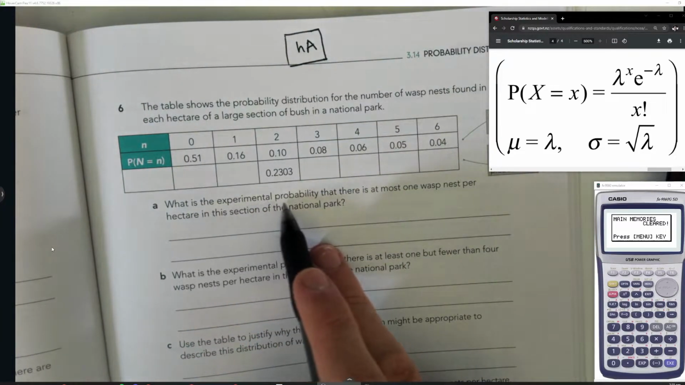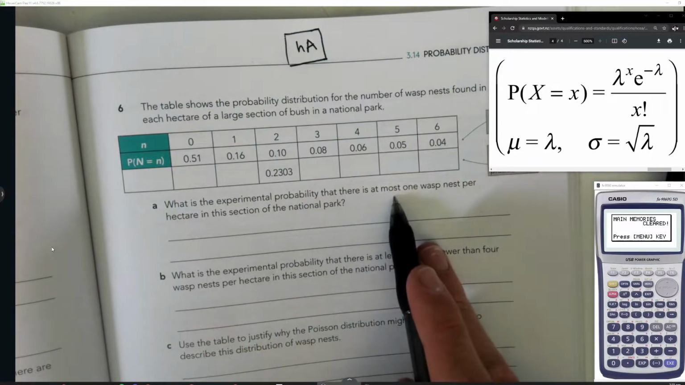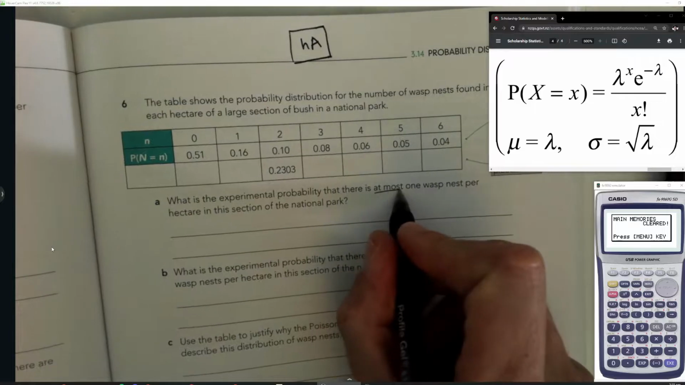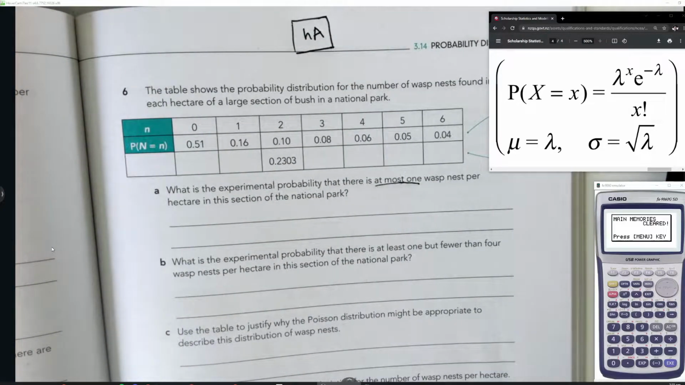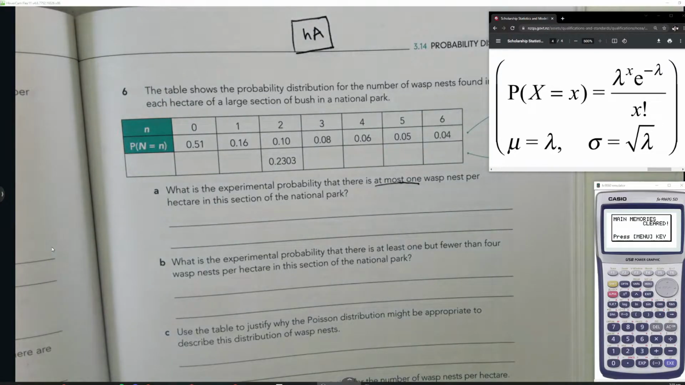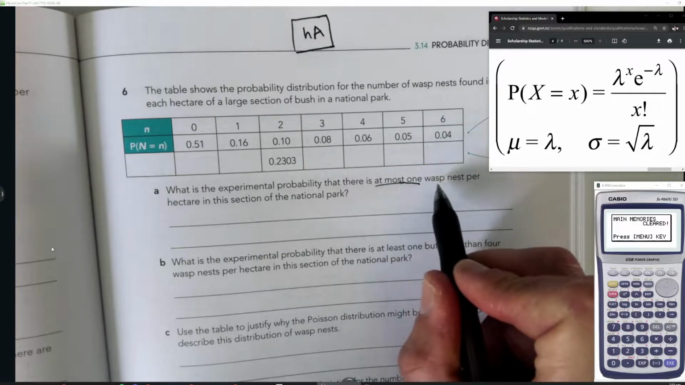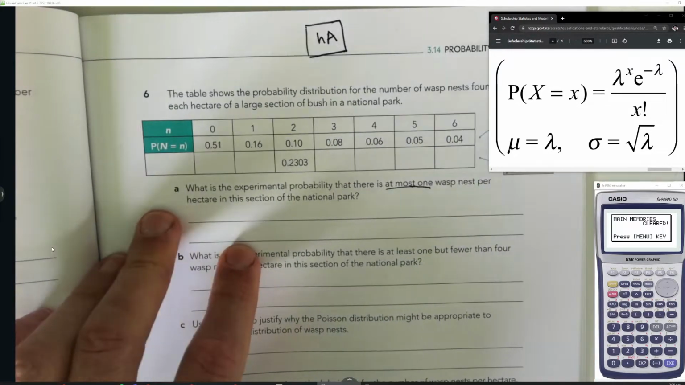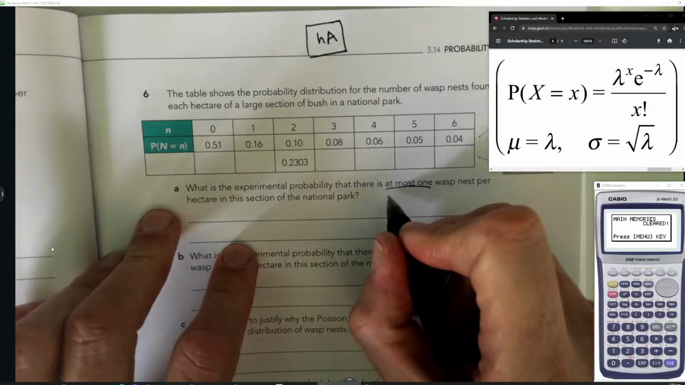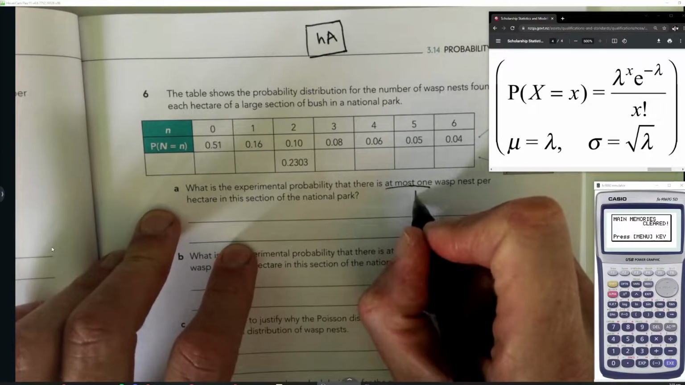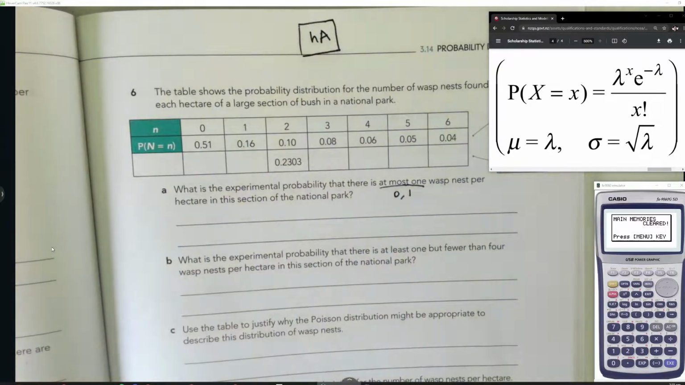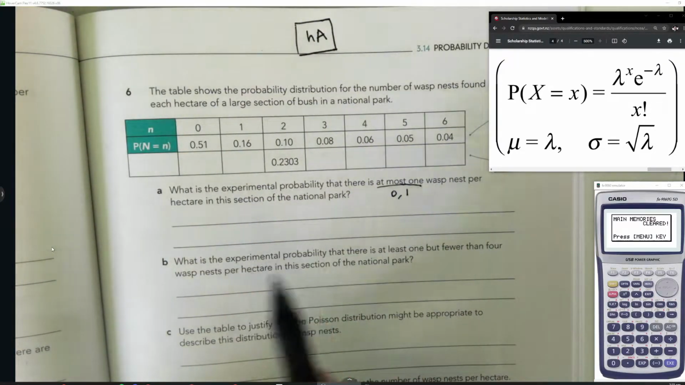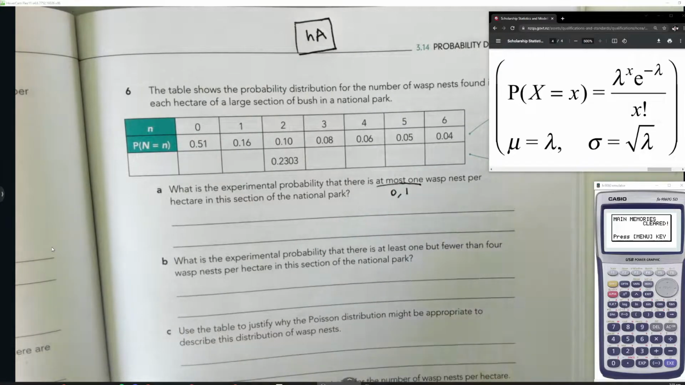Okay, what is the experimental probability that there is at most one wasp nest per hectare in this section of the national park? At most one wasp nest per hectare. So what is at most one? That would be the number 1, obviously, but also there could be 0. So that means we're going to have to look at 0 and 1.